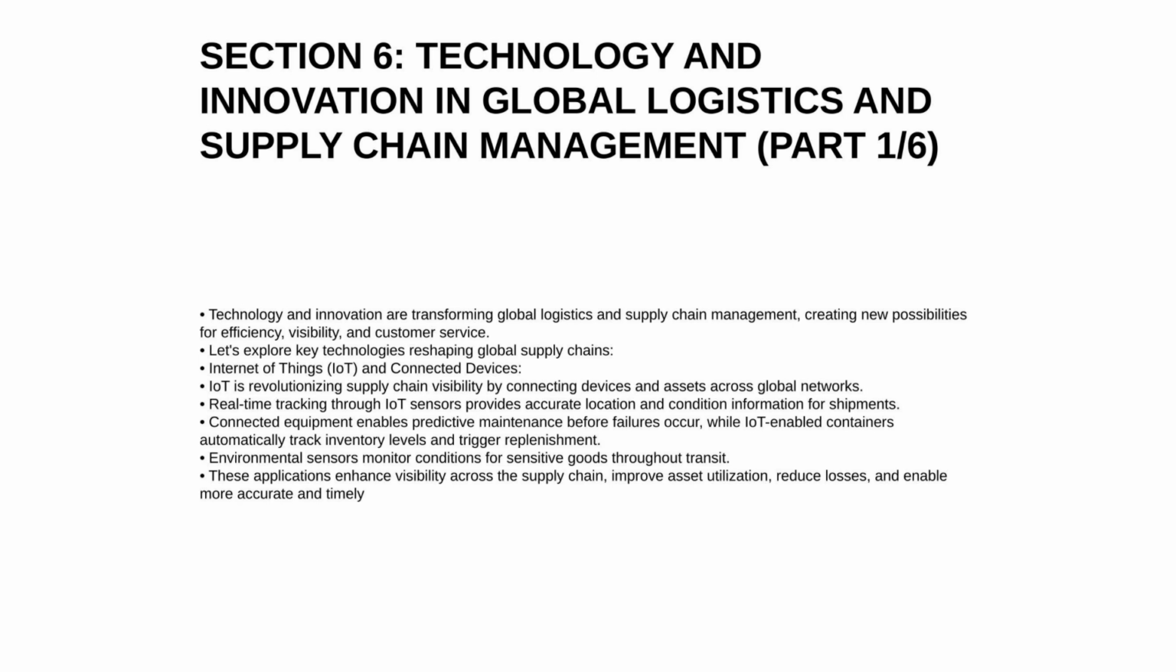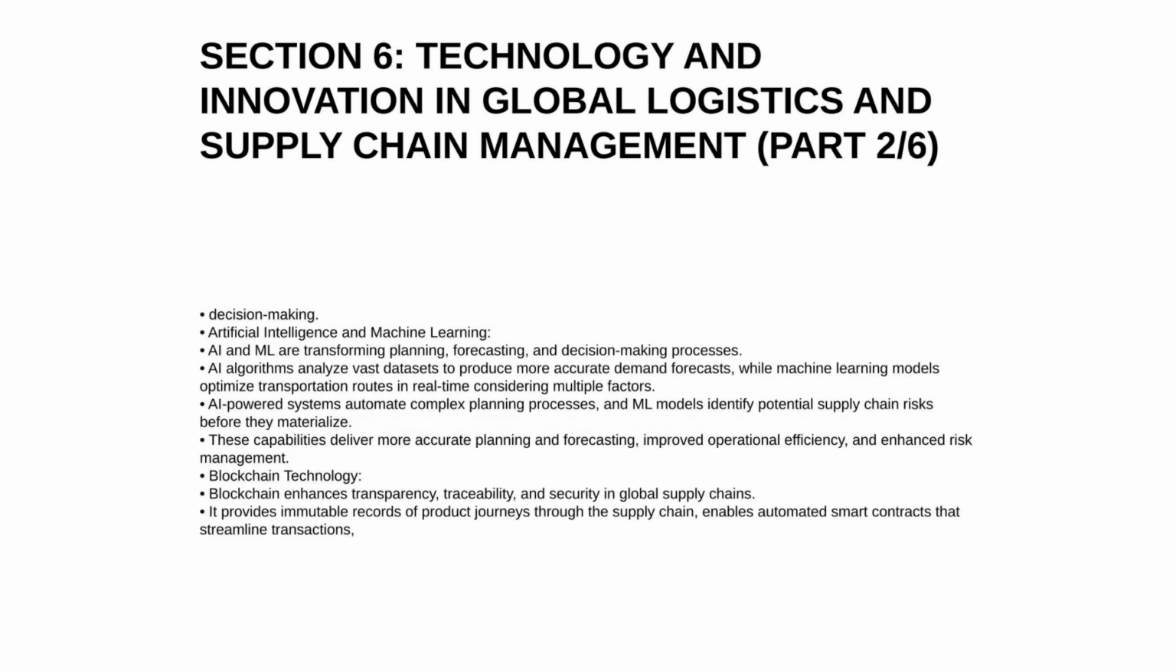Real-time tracking through IoT sensors provides accurate location and condition information for shipments. Connected equipment enables predictive maintenance before failures occur, while IoT-enabled containers automatically track inventory levels and trigger replenishment. Environmental sensors monitor conditions for sensitive goods throughout transit. These applications enhance visibility across the supply chain, improve asset utilization, reduce losses, and enable more accurate and timely decision-making.